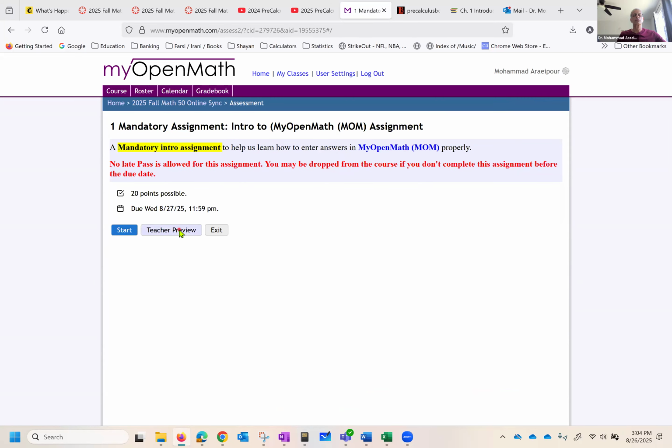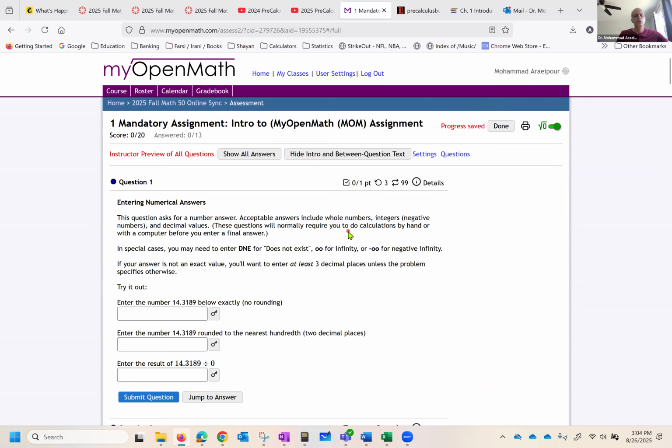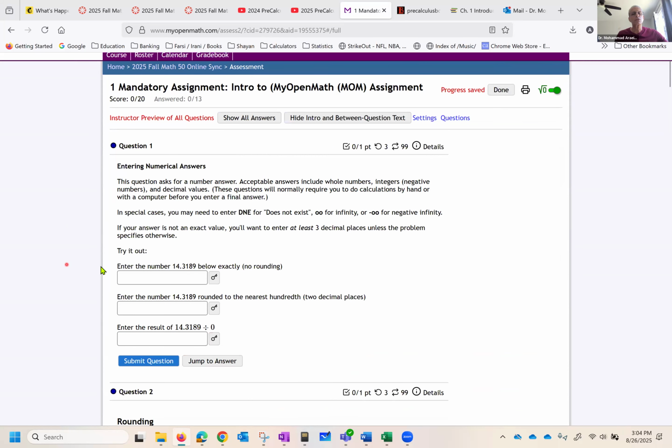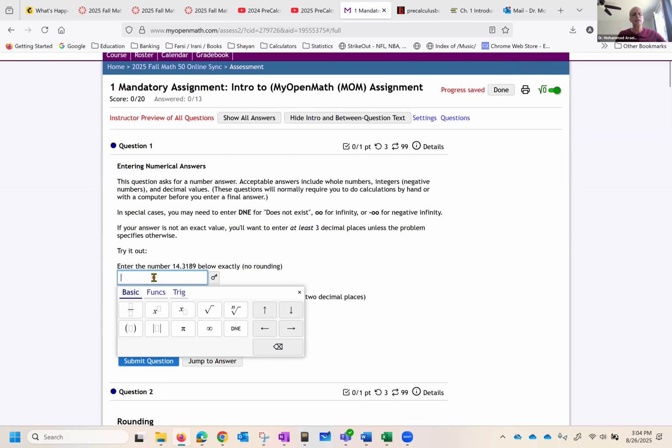So for this question, they're asking us just to enter the number. If I click on this bar, it says enter this number. If I click on that, it gives me a math palette in case I need a fraction bar, a square root, whatever.